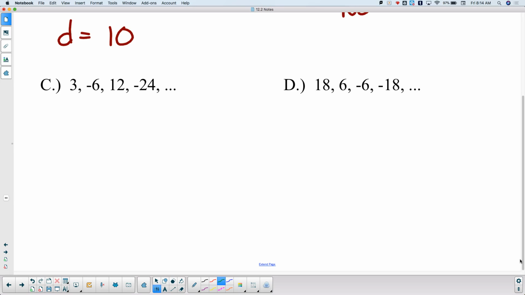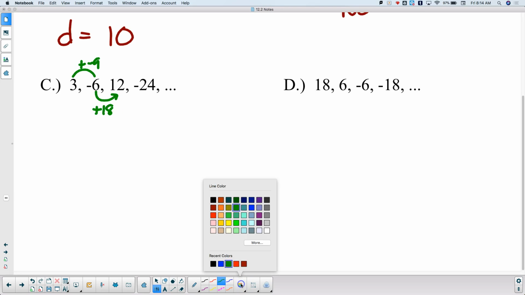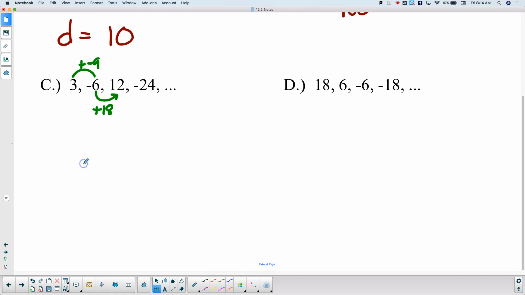So I'm only looking at adding. So here it would be plus negative 9. Here it would have been plus 18. So this is a hard no. Okay? Yes, I'm multiplying by negative 2 each time, but that's geometric. That's next week Friday. Okay?